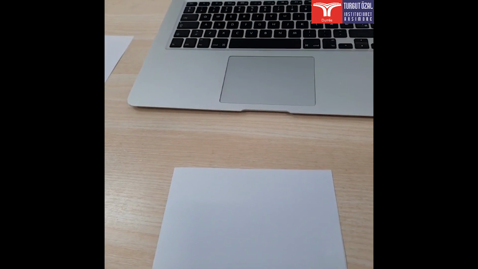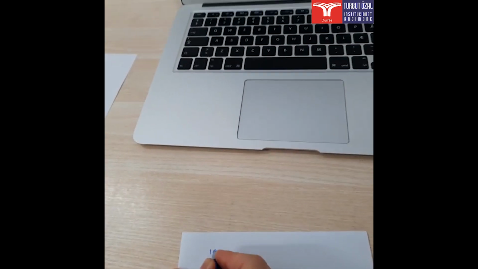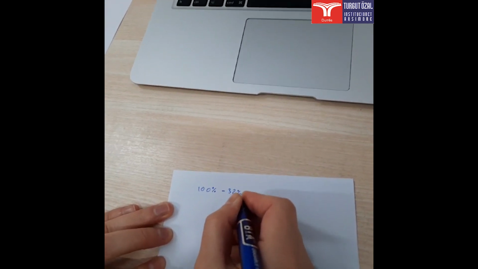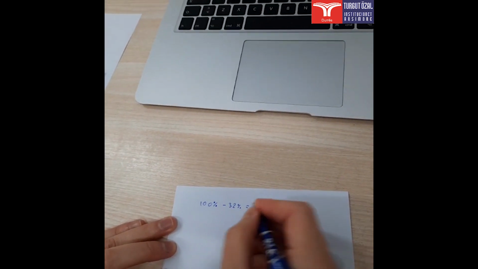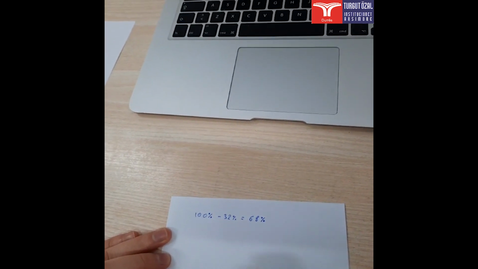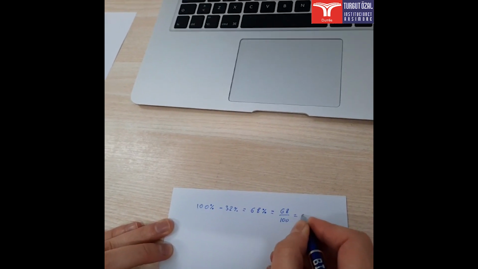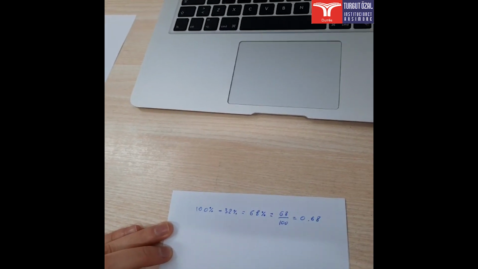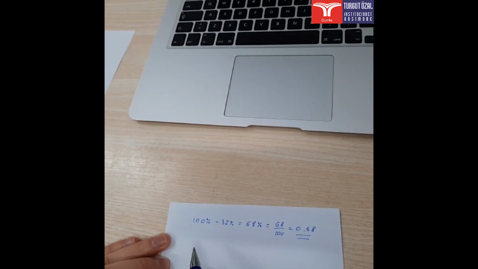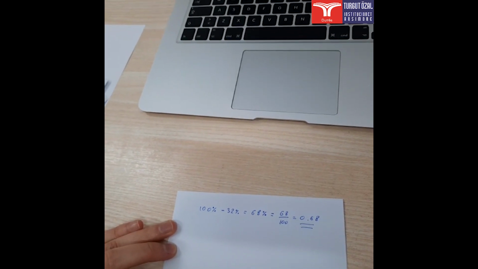So if I decrease something by 32%, it means from 100% I'm removing or taking out 32%. So what will remain from 100% minus 32%? 68%. If you convert this to a decimal number, it will be 68 over 100, which is 0.68. So as you see, to find the amount which remains after you have removed 32% of something is the same as multiplying by 0.68.